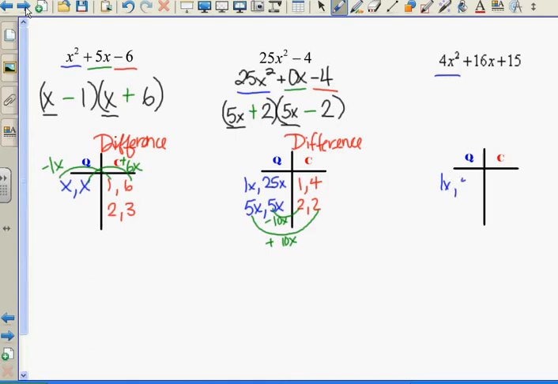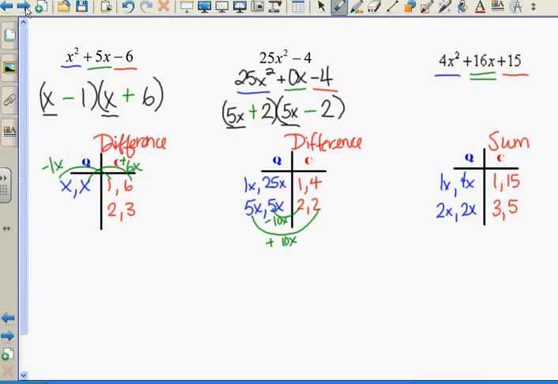Okay, last problem. So our quadratic piece is 4x squared. That comes from 1x and 4x, 2x and 2x. And our constant piece is 15. That comes from 1 and 15, or 3 and 5. All right, hey, this is a sum table. That 15 is positive. Okay, so now we're looking for a sum of 16. So instead of a difference, when we link, we want them to sum, so add to be 16.